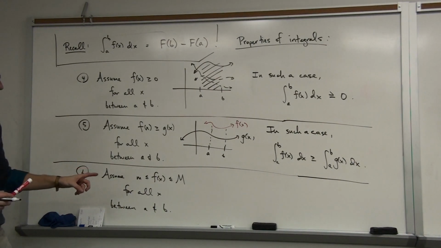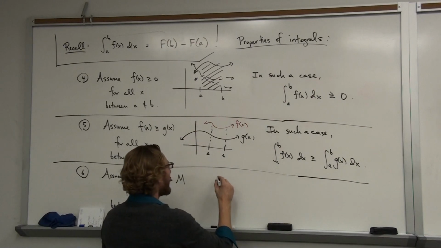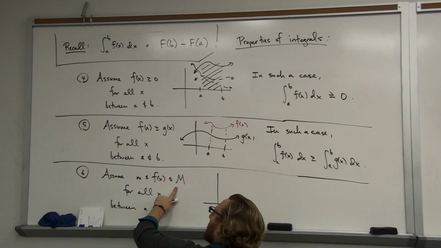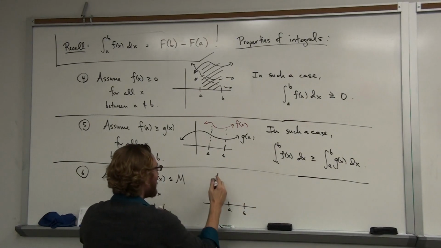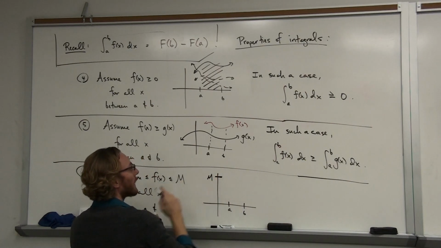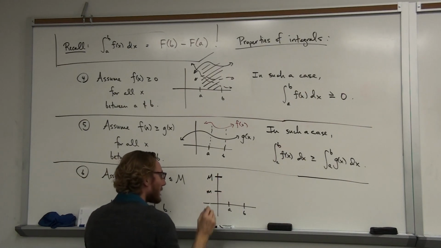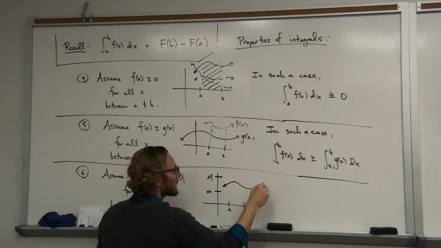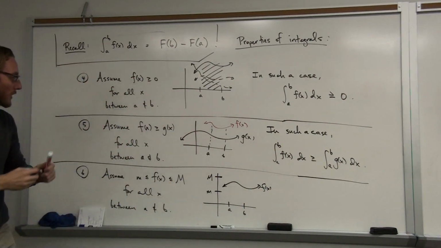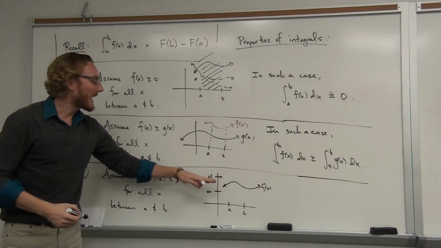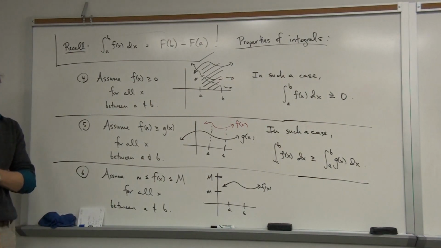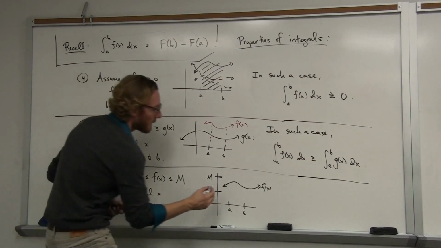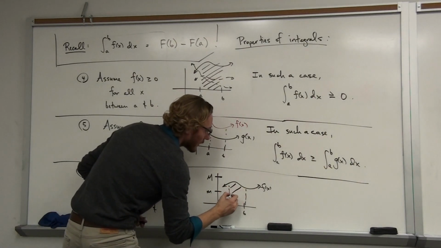Let's assume that for all x between a and b, our function has values between little m and big M. That means if big M is somewhere along the y-axis and little m is somewhere else along the y-axis, our function lives somewhere in between. Our function never extends above big M and never extends below little m. Okay, what could we say about the area under our function?